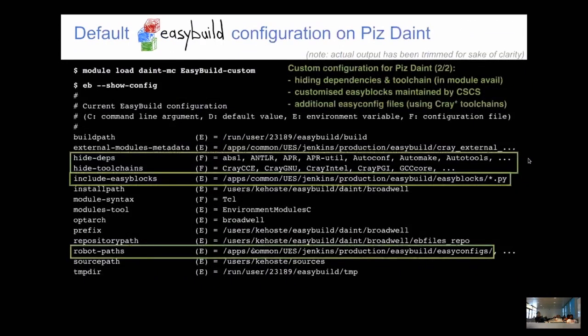Many of these things you don't really have to care about on Daint. They will just work quite well, and I don't think you have to do a lot of custom configuration. Just load the EasyBuild custom module, and it should work quite well.